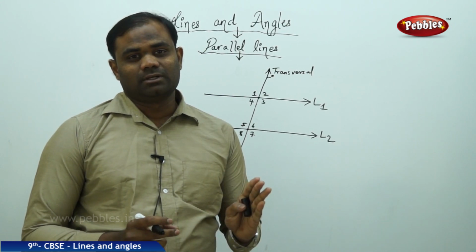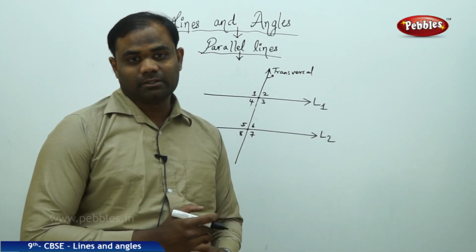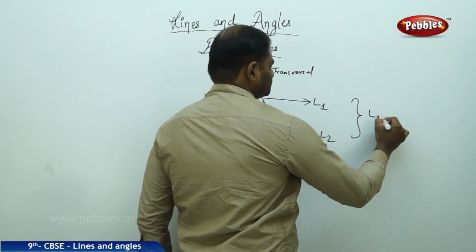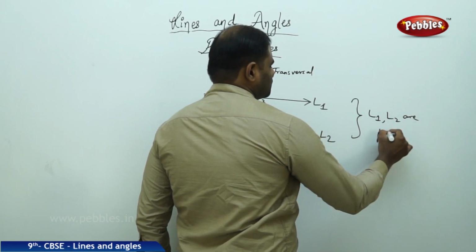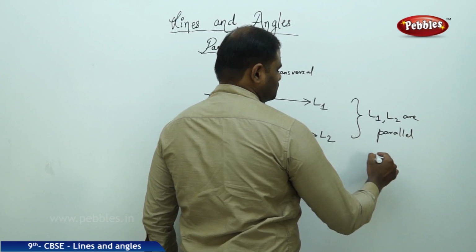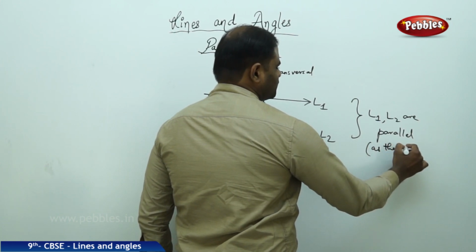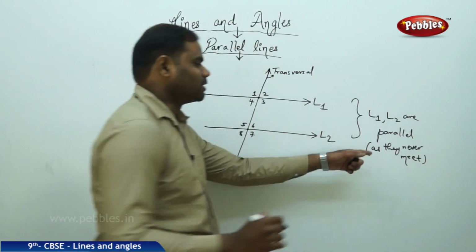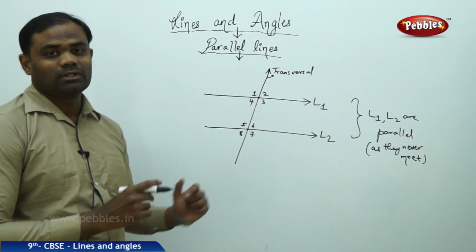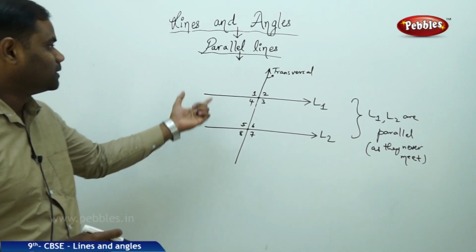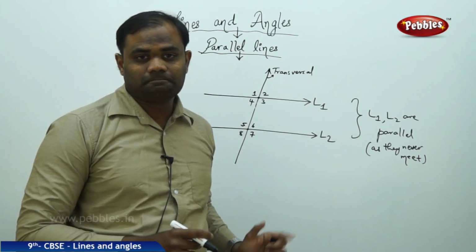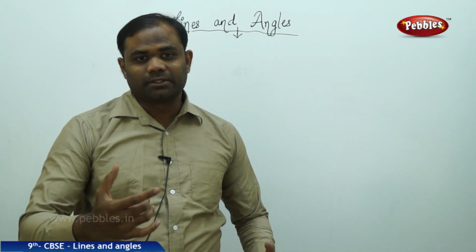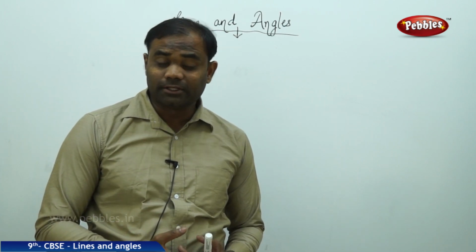A transversal cutting the lines L1 and L2 which are parallel. L1, L2 are parallel as they never meet. Because they never meet, they are parallel. And let's see how the properties are related with the parallel lines with the transversal. So let's see the interior angles in the parallel lines. To start with, the first property related with interior angles.